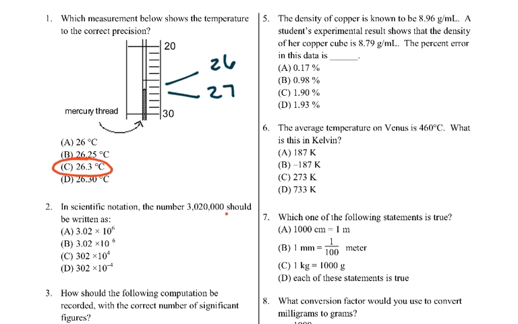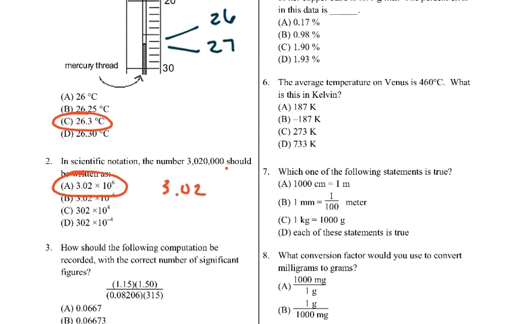Scientific notation, okay, the decimal point is after that last zero. We want to make a number between 1 and 10, so we need to move the decimal place over 6 places. So that's going to be 3.02 times 10 to the 6th. Anything with a 10 to the negative is going to be less than 1. This is much larger than 1.